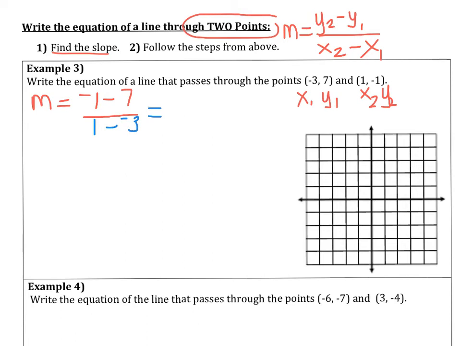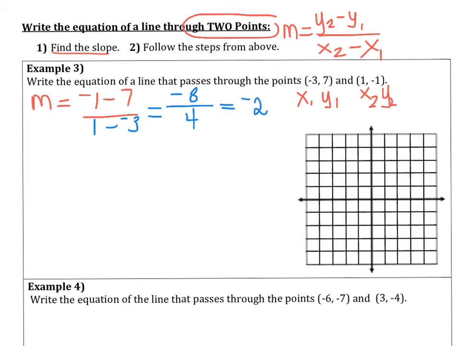Simplifying, -1 minus 7 would be -8, divided by 1 minus -3, which would be +4. Simplifying again, -8 divided by 4 would be -2. Now we have our slope value.